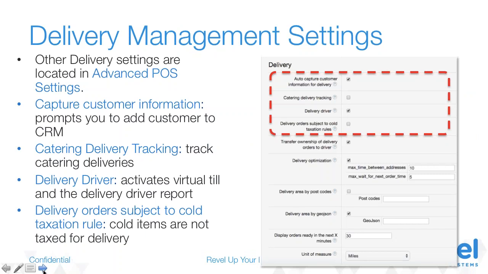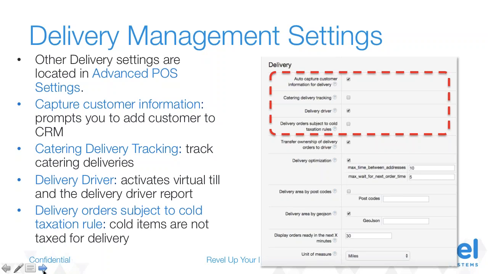So starting out with these delivery management settings, I'm looking here at a screenshot of the management console on the back end. There's a couple things that you can do to customize this feature to make it work for your business. Capturing customer information will make sure that the iPad POS is prompted for that employee using it to add the customer to your CRM, so you can keep your customers in that database, have a history of their orders, and make reordering for them really easy.